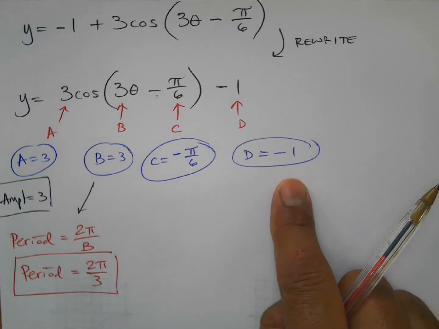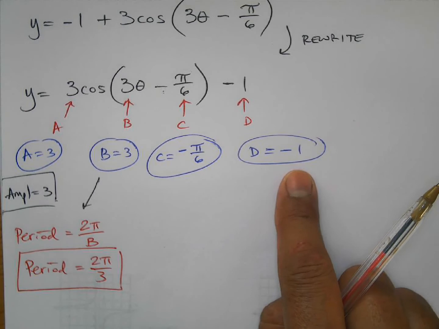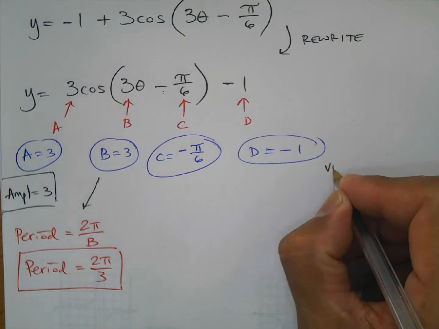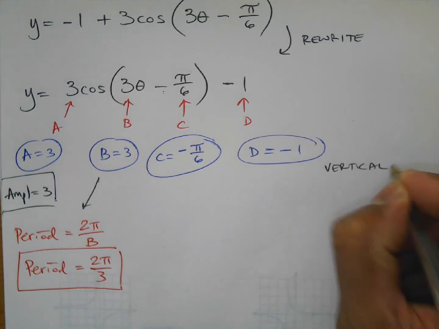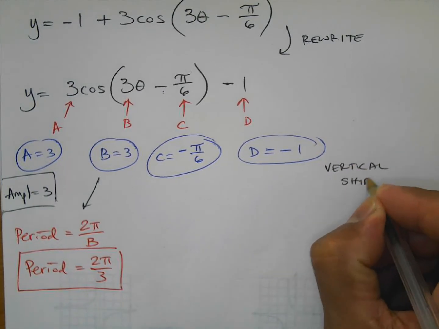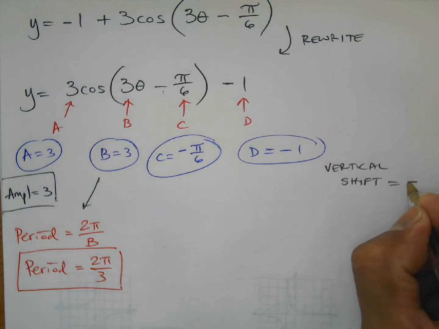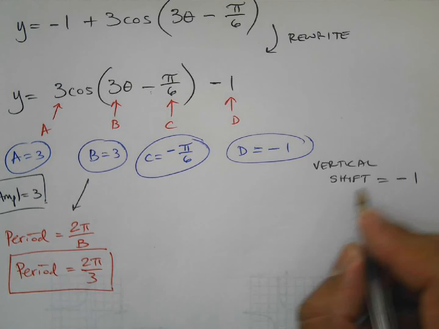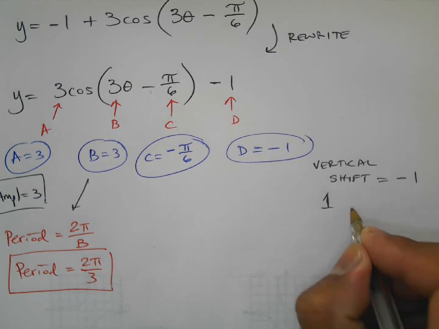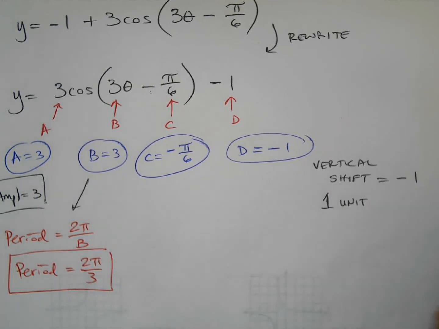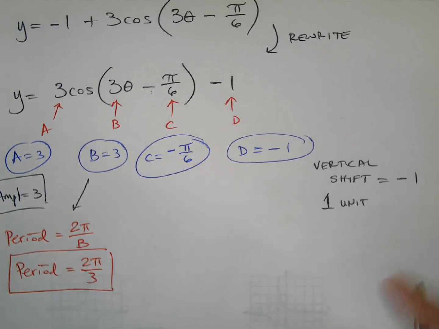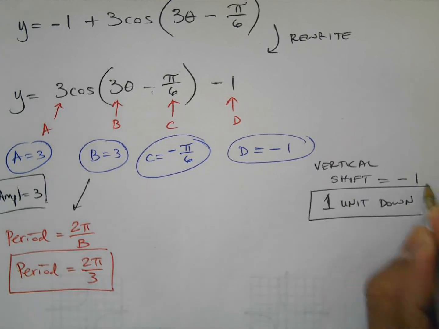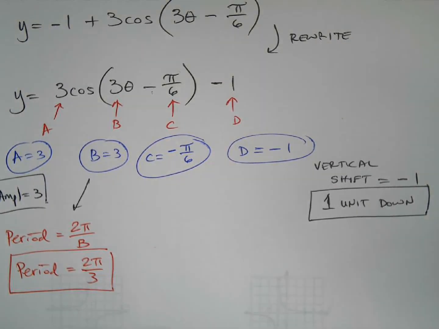And I'm going to go ahead and do this one real quick because that's easy. Remember, this number out here is your vertical shift. If it's negative 1, what does that mean? Remember, vertical moves the graph up and down, so 1 unit down. Negative is down, positive is up. Vertical shift, 1 unit down.